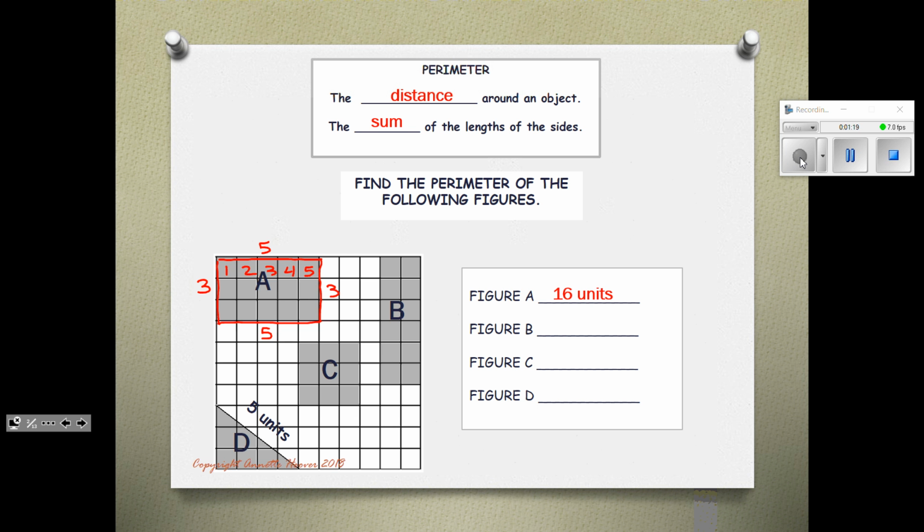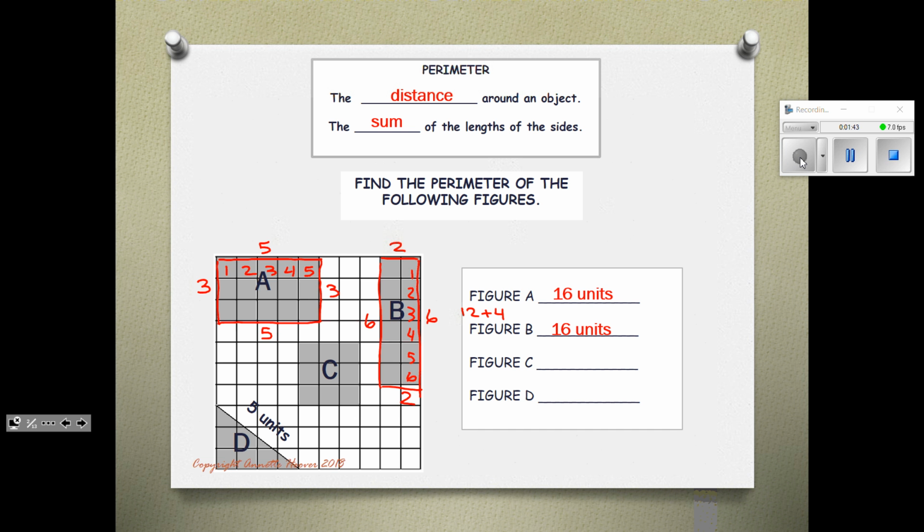For figure B here, you see that there's 2 units across the top. There are 1, 2, 3, 4, 5, 6 units on the side, 2 units on the bottom, and 6 units. So again, we would add up all of the sides. 6 and 6 is 12. 2 and 2 is 4. So the perimeter of that shape is also 16 units.